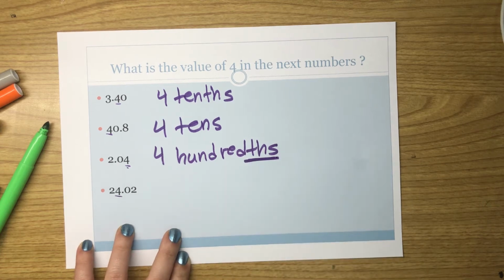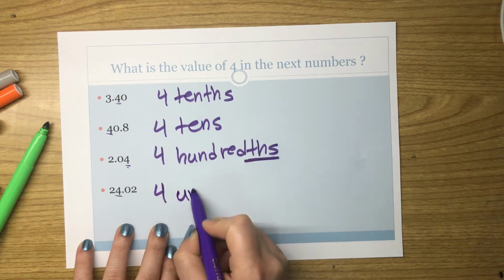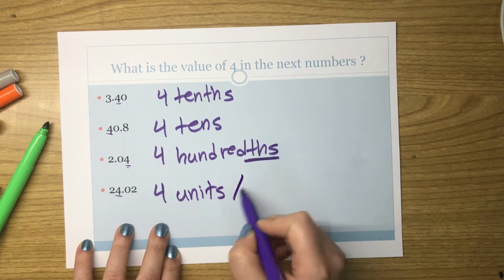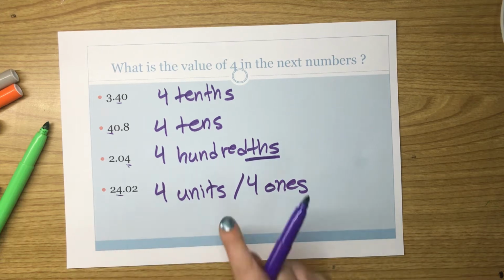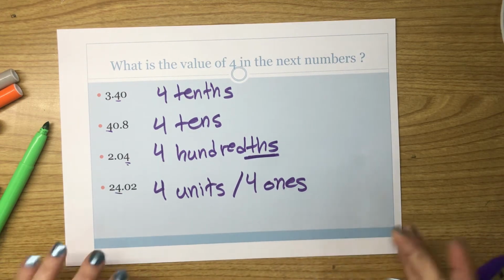Okay, decimal places. 4 here, it is in 4 units or 4 ones. Both these answers are correct. You can call them units or you can call them ones.